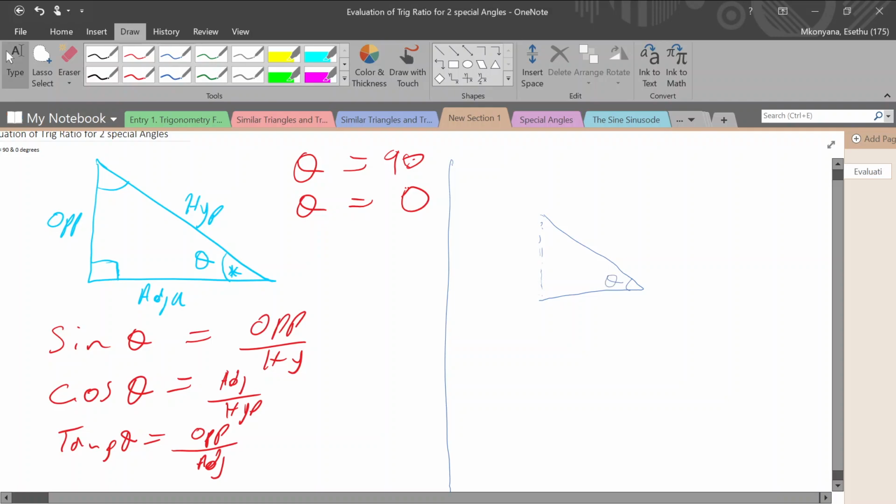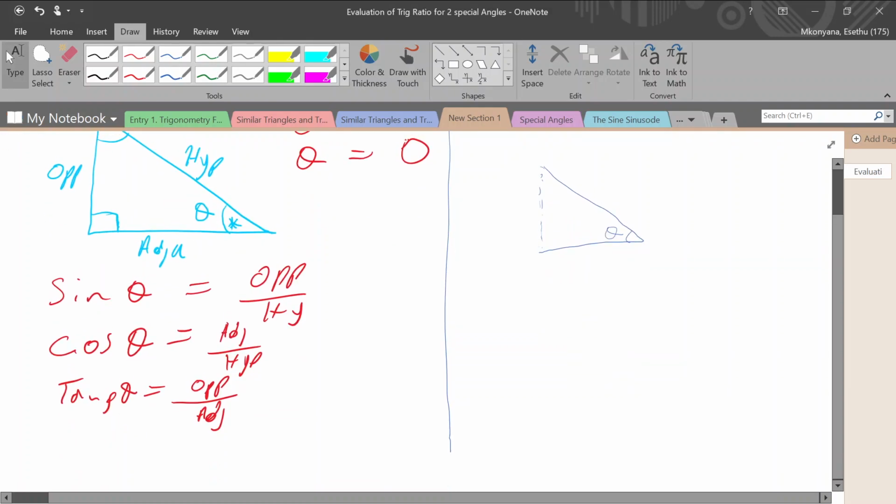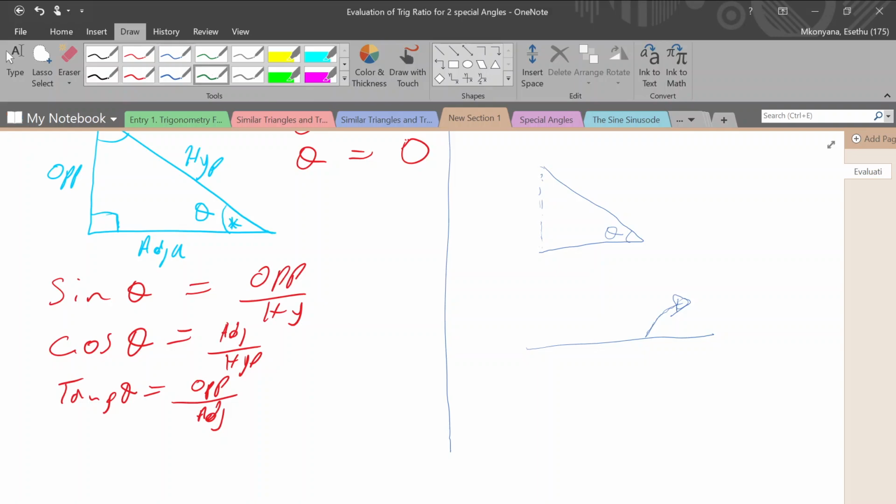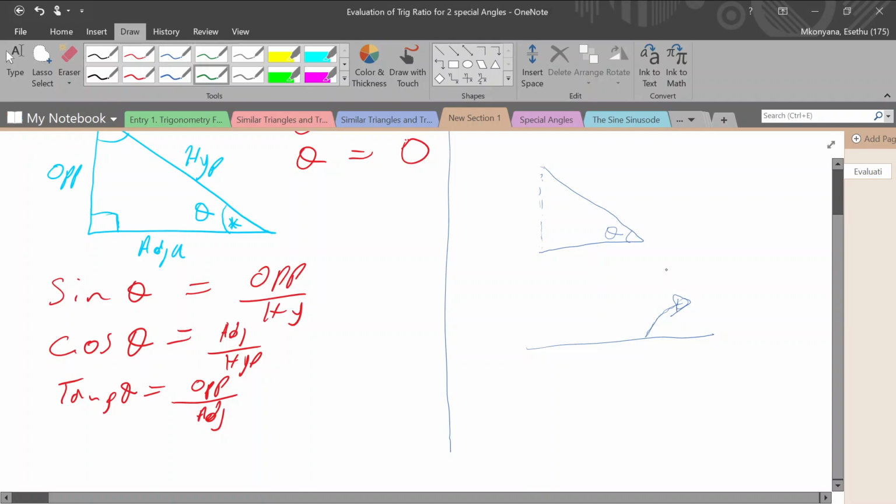Now, I want us to look at a case when that angle theta is 0. What does this mean for this triangle when that angle is 0? Because my triangle is facing this direction, we are going to be measuring our angle from this side. For now, don't worry much about the directions of measurement of angles and what they mean. Just know that we are measuring it against this line.